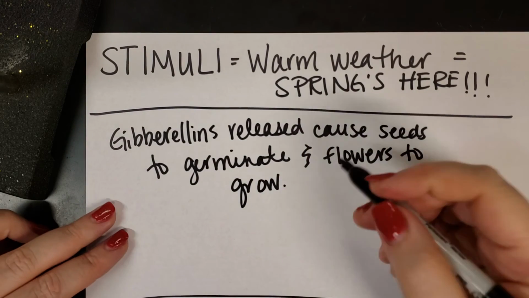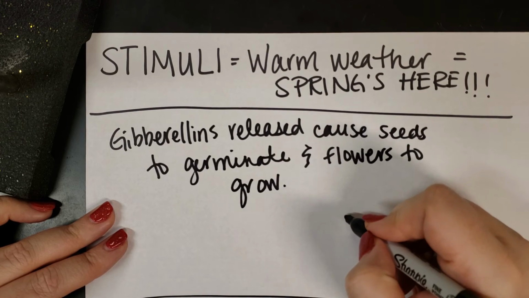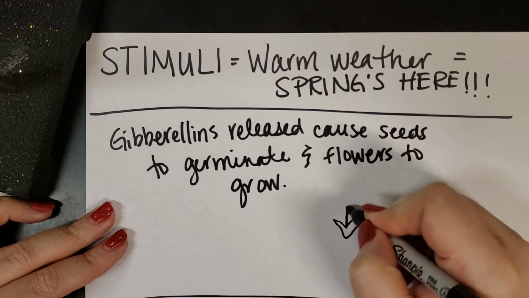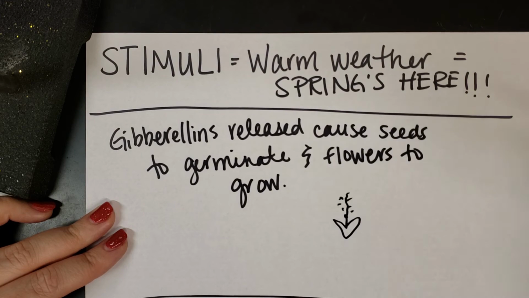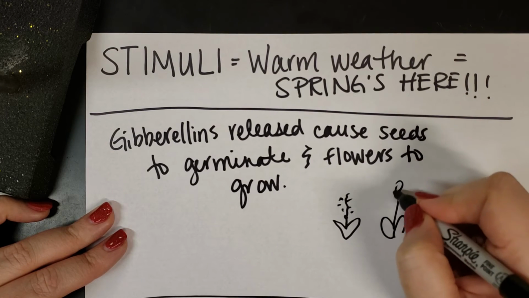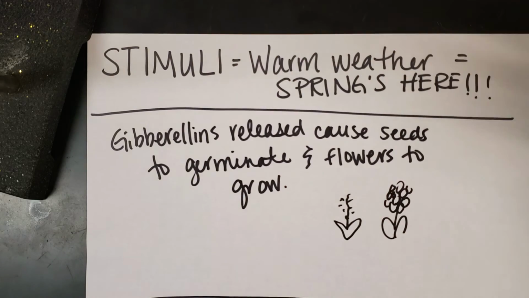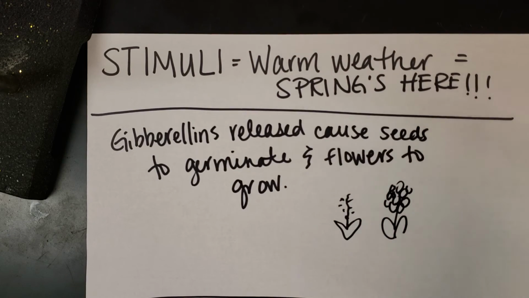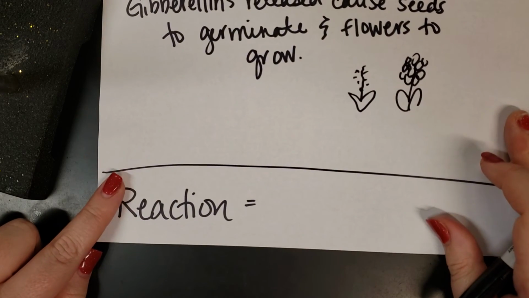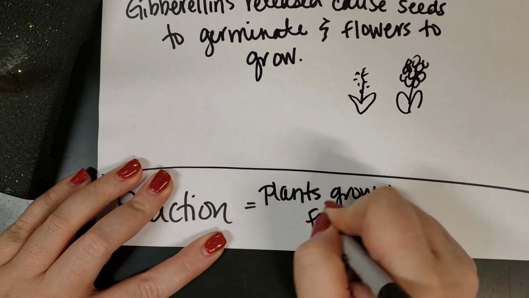Now we're about to see warmer temperatures, hopefully more consistently, which means it's about to be wildflower season in Texas. And so you'll start to see the plant grow, and it won't have any flowers. And then when you wait a few days, then all of a sudden it grows, and you're gonna see bluebonnets everywhere. So many bluebonnets everywhere. And then you won't see them anymore. That is all because of gibberellins. Gibberellins cause that seed to start germinating because of the warmer weather. It grew, and then it started to grow flowers, okay? So then our reaction here is that the plants grow and flower.